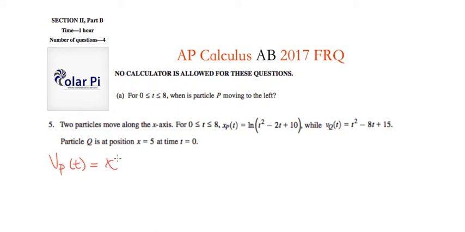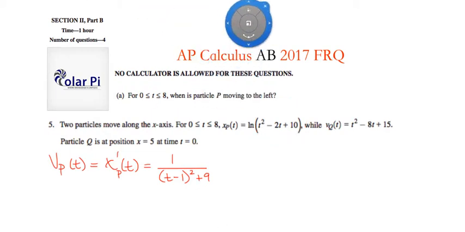To get to the velocity function, we need to take the derivative of the given position function. So the velocity function is the derivative of the position function for the particle P. We write 1 divided by this quadratic, which can be written in vertex form as (t minus 1) squared plus 9. Then we multiply by the derivative of this, as required by the chain rule.